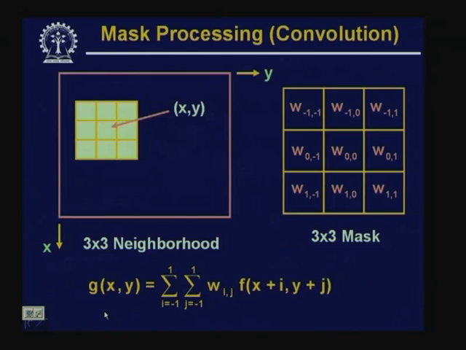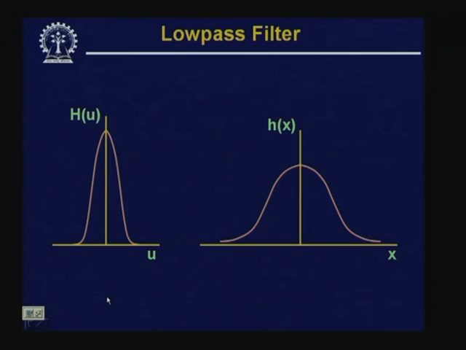Now, let us see what will be the nature of such low pass filter functions. Here on the left hand side, we have shown the frequency domain filter H(u) as a function of u, and on the right hand side, we have shown the corresponding spatial domain filter h(x), which is a function of x. From these filters, it is quite obvious that once I specify a filter H(u) in the frequency domain, the corresponding filter h(x) in the spatial domain will have all positive values. That is, h(x) never becomes negative for any value of x.